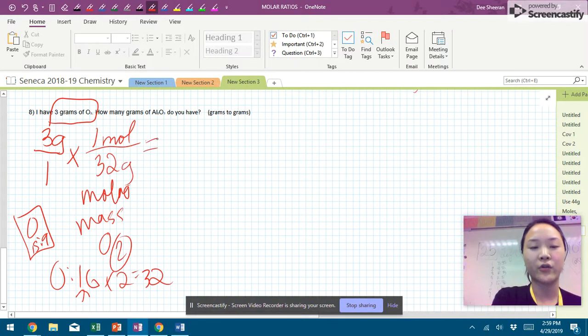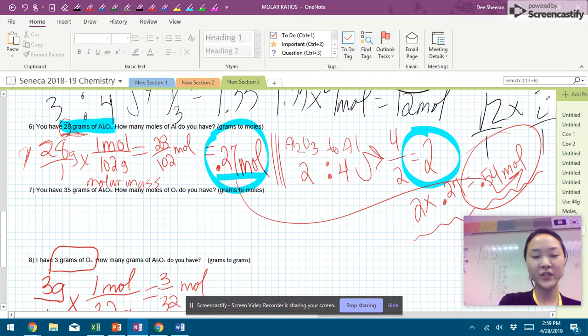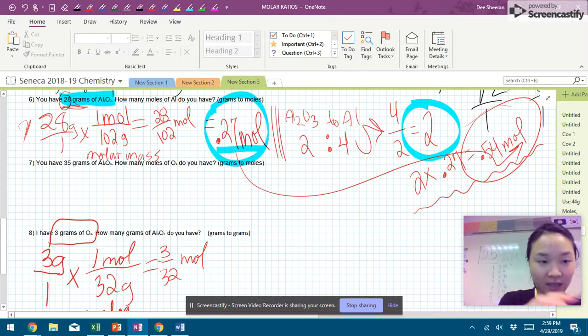Now you multiply straight across. 3 times 1 is 3. 1 times 32 is 32. And that's moles. So if you notice, you're pretty much going to do exactly the same process as you did for 6, except you're going to also convert from moles to grams at the end. So you're going to do the exact same process as number 6, and then multiply from moles to grams at the end using molar mass.